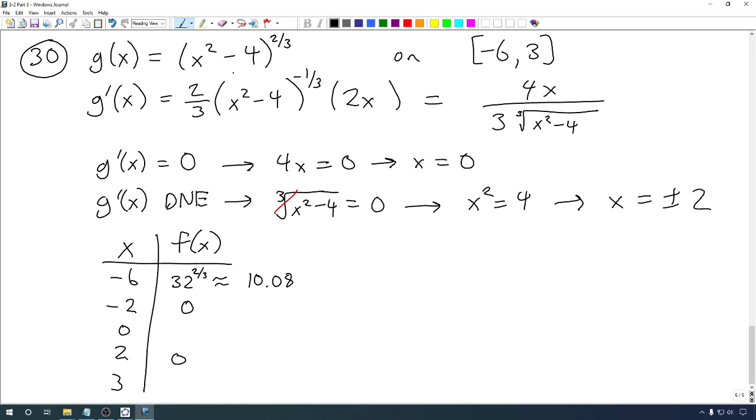At 0, here we have 0 minus 4. Actually, the square here is going to get rid of the negative, so we don't have to worry about the negative. But this is going to be 4 to the 2/3 power. That's approximately 2.52. Finally, at 3, we're going to have 9 minus 4, so we're going to have 5 to the 2/3 power, which is approximately 2.92.